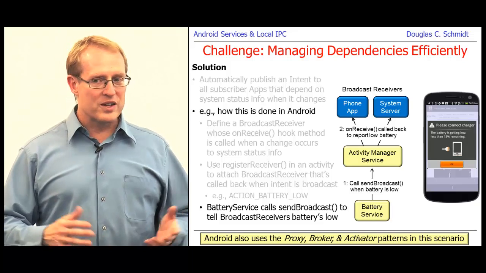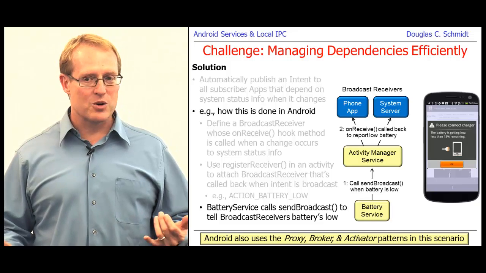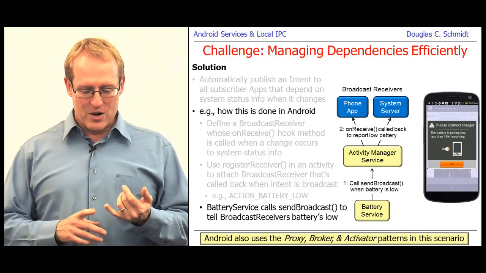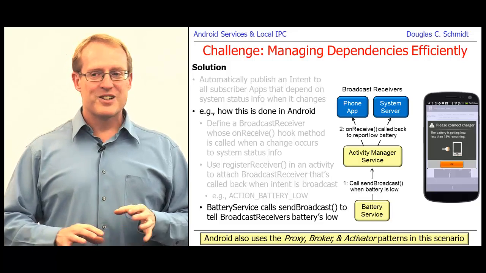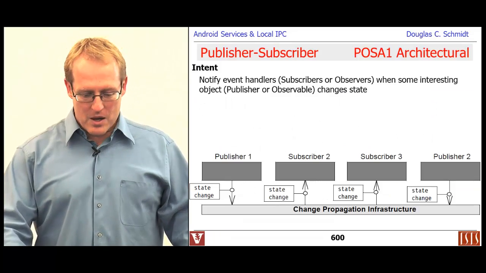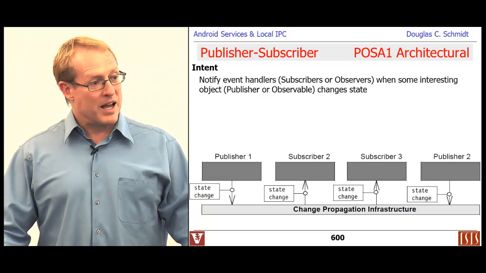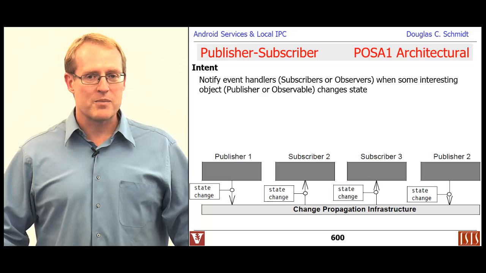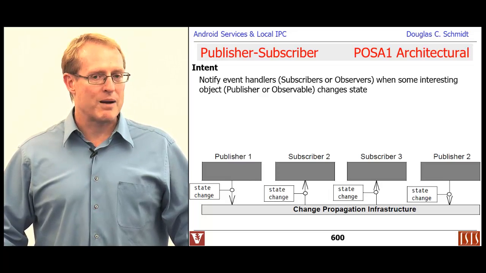Just as a quick note, this example, like many examples, has a variety of patterns involved. So we've got activators involved here. We've got brokers involved here. Typically, we've got proxies involved here. There's all kinds of other stuff taking place. But the particular pattern we're going to talk about here that does this kind of magic callback approach when something happens that you're interested in, that pattern is called the publisher-subscriber pattern.